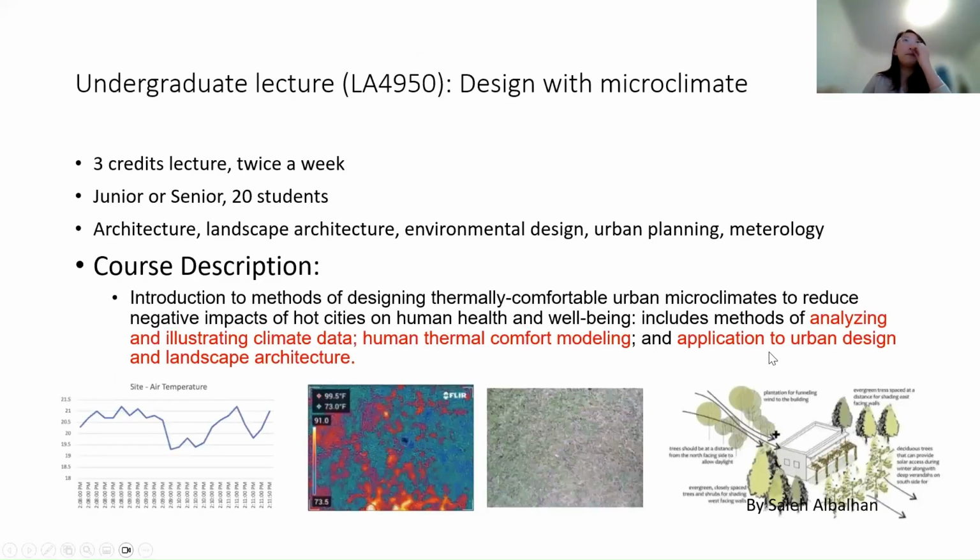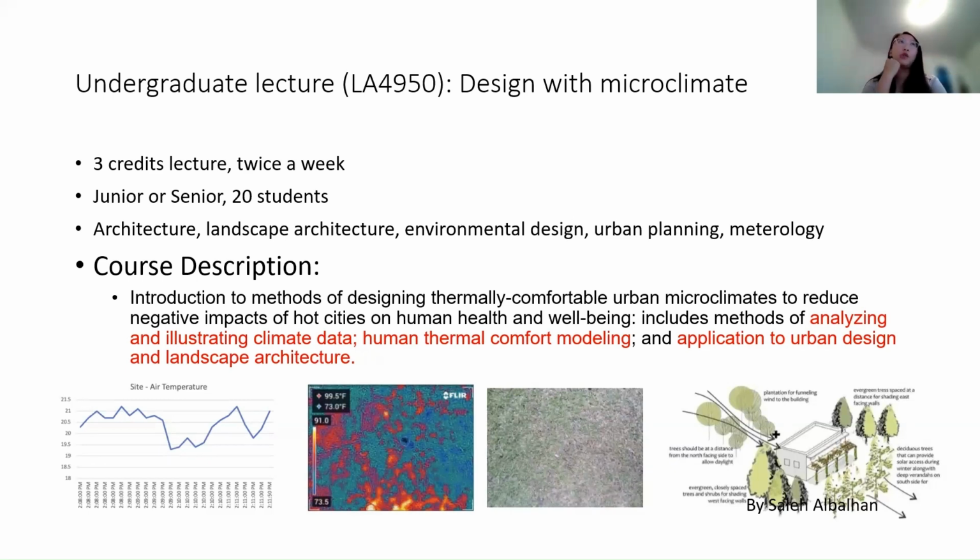All right. So I started teaching this class, Design with Microclimate. It is a higher level undergraduate class, and graduate students can select it as well. We have a combination of undergraduate students from 3rd to 4th year, and also graduate students. The class that I taught in the spring is a 3 credit lecture, and I made it a lecture and a lab session, twice a week. We meet every Tuesday and every Thursday.